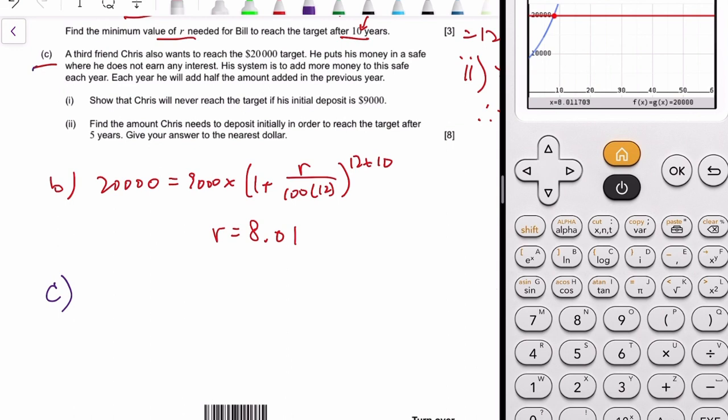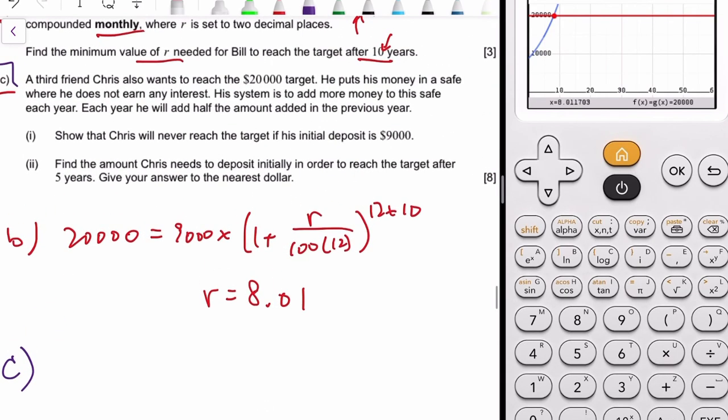But C, the third friend, is not using the power of compound interest. His plan is to put it into a safe where there's no interest, but what he'll do is put in more money every year. Interestingly, instead of putting in more and more, he puts in half of what he put in the previous year. The sad thing is, by doing this, he will never reach his goal of 20,000.